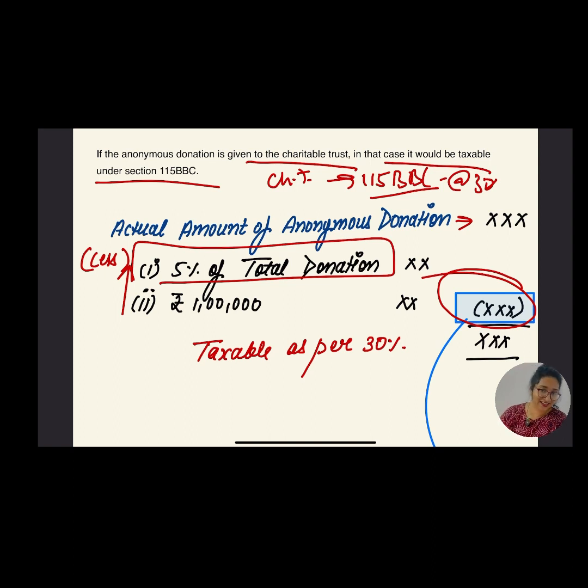Let me say it again. Let's take out the total anonymous donation. One thing is to be reduced among two things, whichever is higher among them. First, 5% of total income. Okay, 5% of total income.